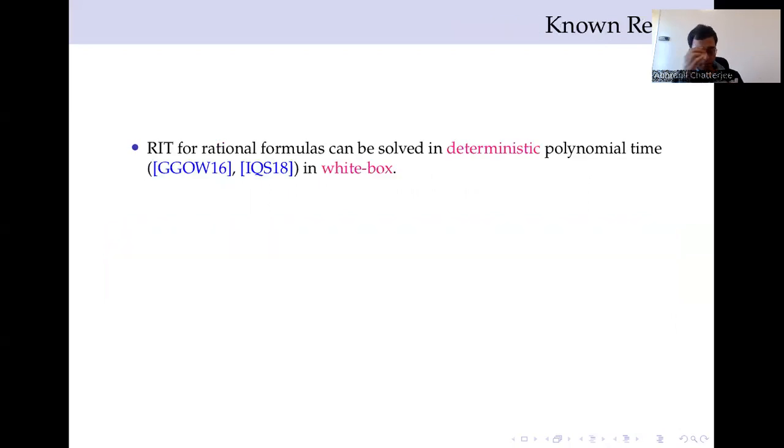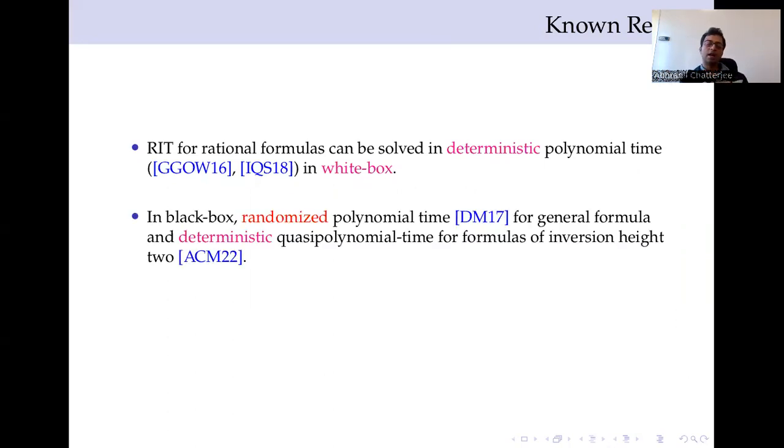So what is known about this problem? Due to Garg, Gurvits, Oliveira, and Wigderson, it was shown that in deterministic polynomial time, we can solve RIT in the white box setting. Later, it was extended over finite fields also by Ivanyos, Qiao, and Subrahmanyam. In the black box setting, for general rational formulas, we have a randomized polynomial time algorithm due to Derksen and Makam. But we have a deterministic quasi-polynomial time algorithm only for rational formulas up to inversion height 2, only the first level of nested inverses. Recently, in joint work with Arvind and Mukhopadhyay, we showed that. But de-randomization of black box RIT for general rational formulas is open.